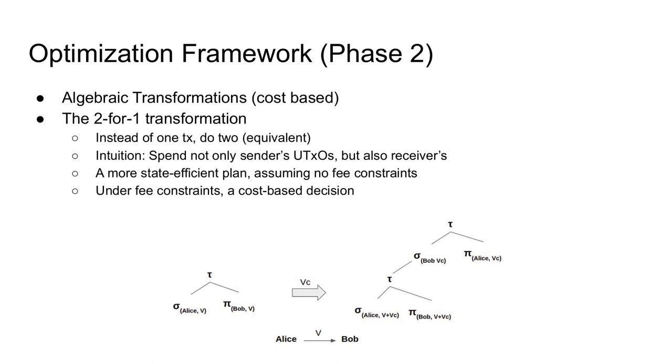So if we went for a single transaction approach, for example, Alice would consume one input and would produce one output. If we go for the 2-for-1 transformation, then Alice could consume more inputs in order to give Bob more money, and then Bob would consume some of his inputs to give Alice back the remaining change, and that could end up in a smaller state. Next we'll actually see an example of where this happens.